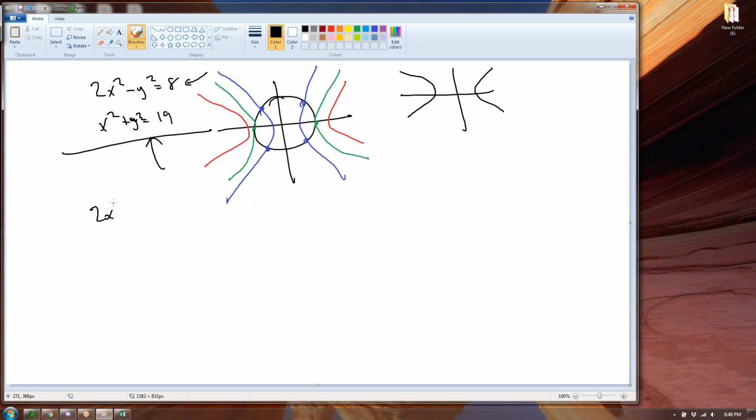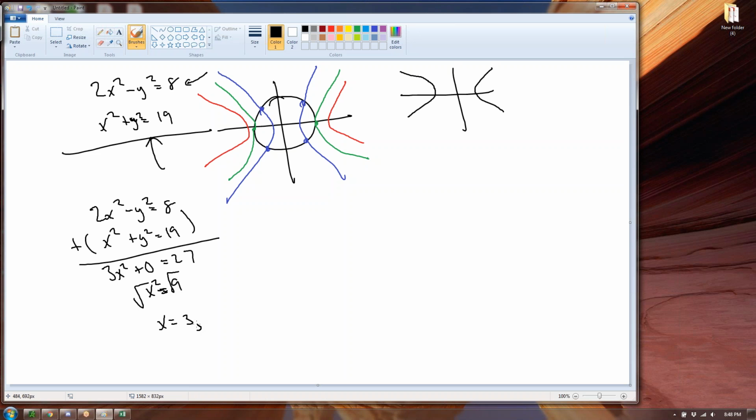Elimination. If you have 2x squared minus y squared is 8, and x squared plus y squared is 19, what if you added the equations? Then you get a 3x squared and nothing here, and a 27. Here, x squared would be 9. And if x squared is 9, if you root both sides, x could be 3 or negative 3.